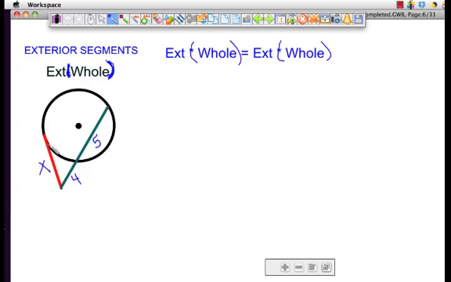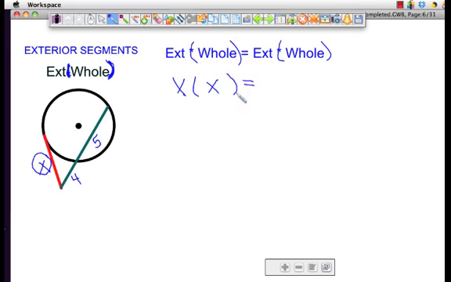All right, so in the red one, what's the exterior piece? It's x. X is sticking outside of the circle. What's the whole piece? When you go back to look at the red segment, the whole red segment is x again. So it's just x times x.